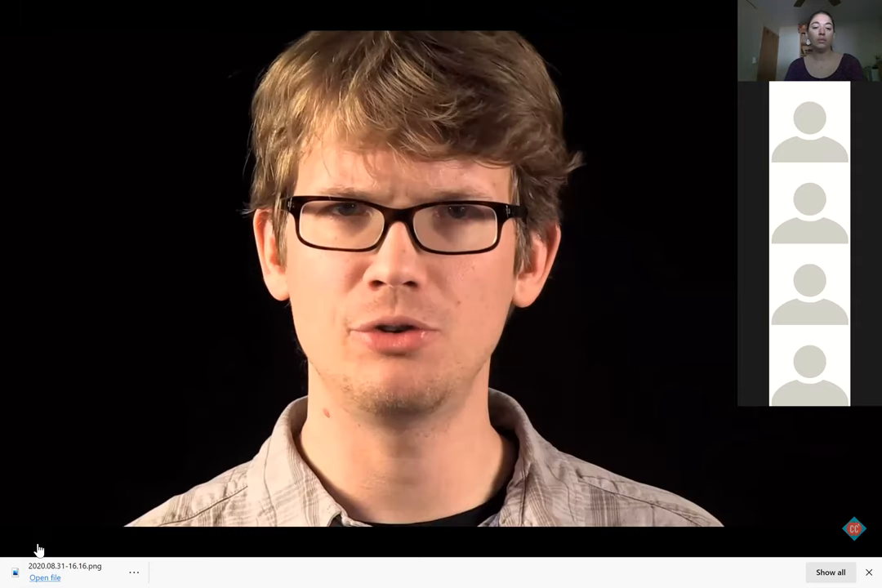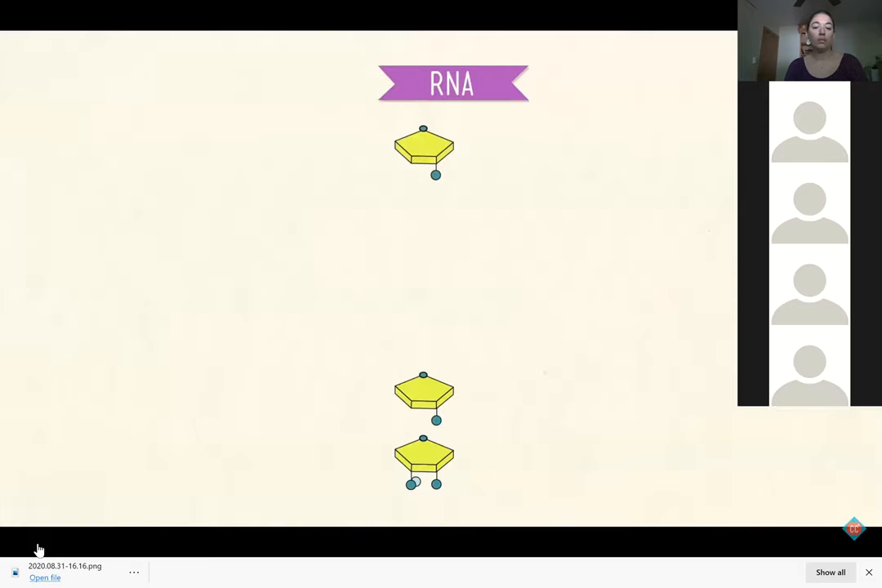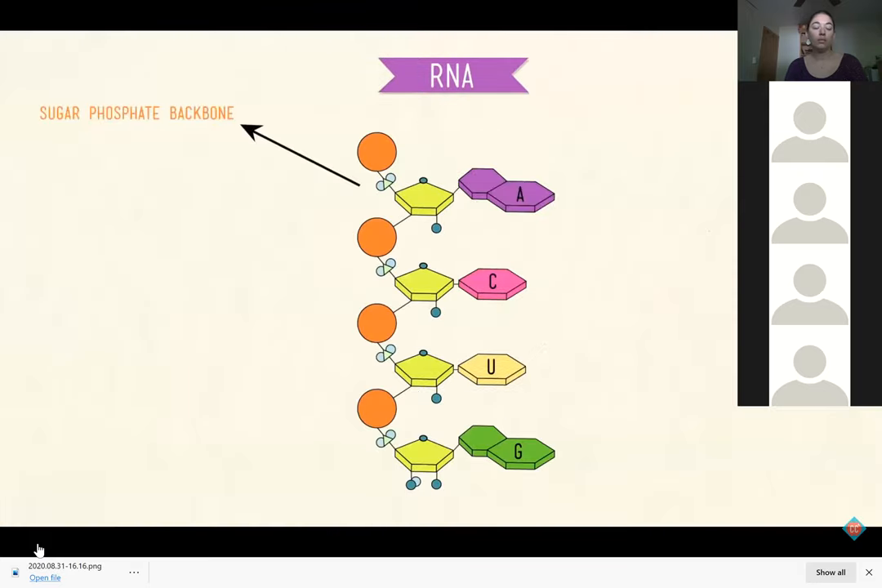So, could I make the same base sequence of the strand of that other nucleic acid, RNA? No, you could not. RNA is certainly similar to its cousin DNA. It has a sugar phosphate backbone with nucleotide bases attached to it, but there are three major differences.